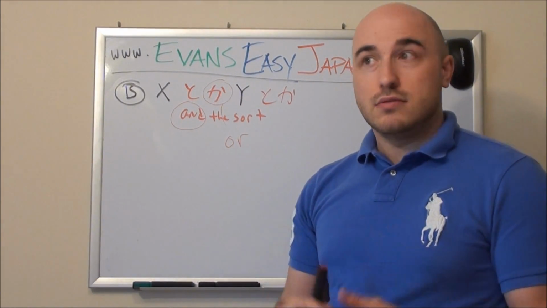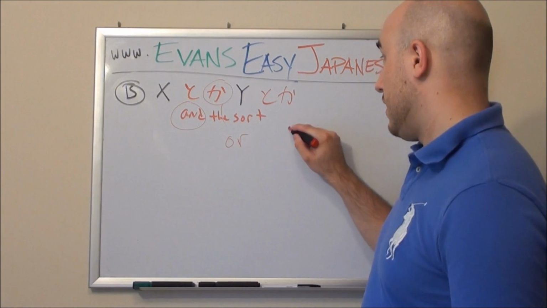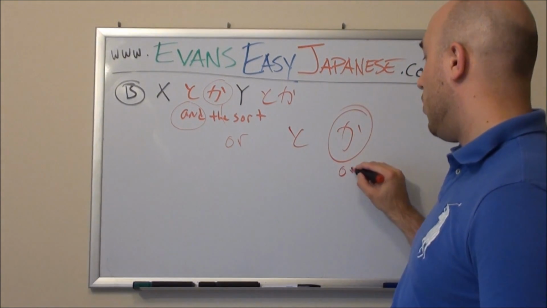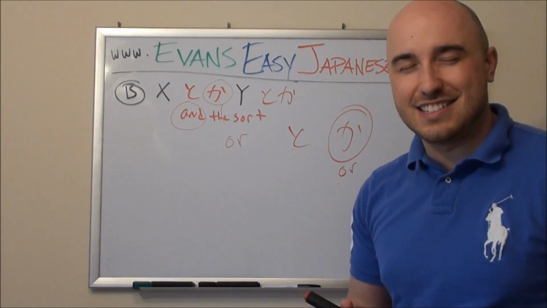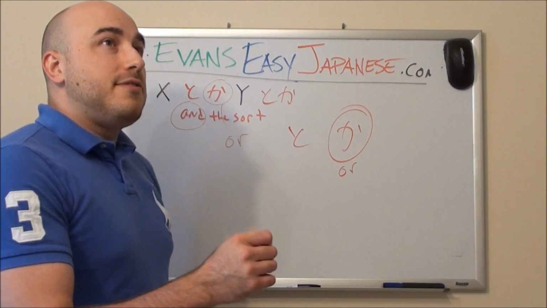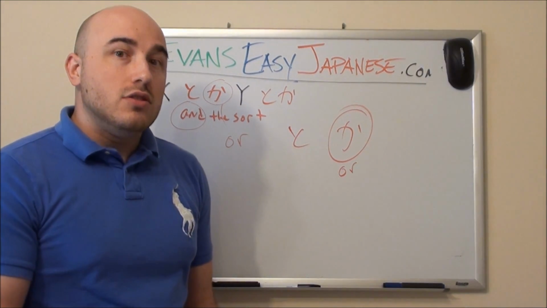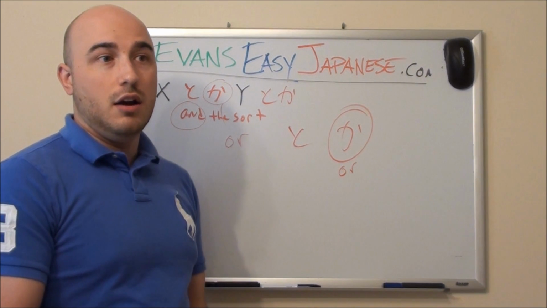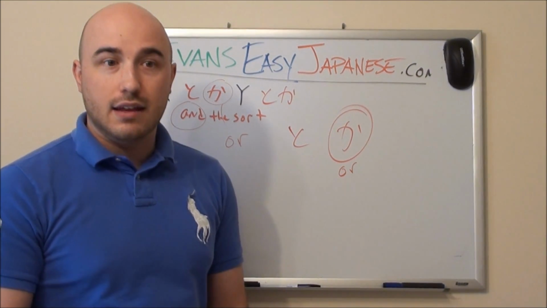Treat this particle just like to, just like ka. Not the sentence-final ka, but like the ka or ka. Treat it just like the ka or the to particle. After the last noun, you can add an extra toka, just to emphasize the fact that things like that.